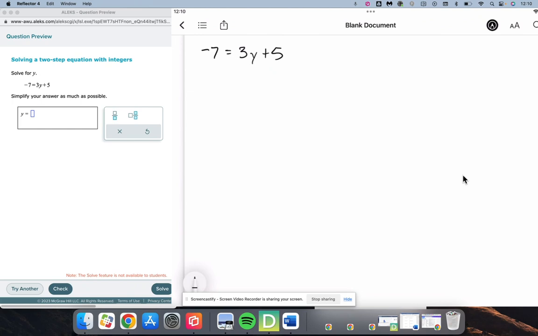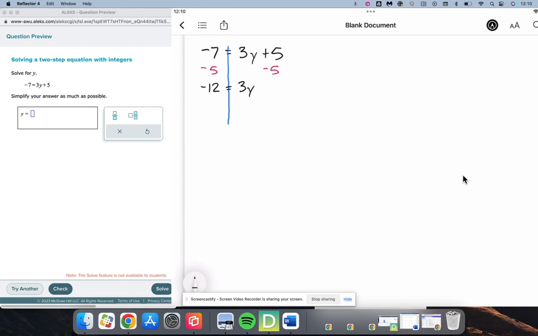What I mean by that is I see that I could divide by 3 here, which would create a bunch of nasty fractions, which I don't want to do. What I could do instead is subtract 5, and that would leave everything as whole numbers, and I very much prefer that. So my first step here is going to be to subtract 5 from both sides. Because we're adding 5, the inverse of adding 5 is to subtract 5. That will give me negative 12 equals 3y, because 5 minus 5 is 0.